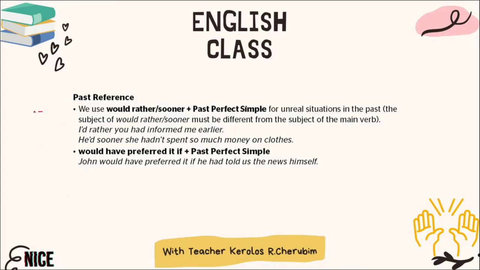Let's talk about how we make the past reference. We use would rather, would sooner plus the past perfect simple. Excellent, like I told you before, to make distance, for the unreal situations in the past. Make sure that the subject of would rather and would sooner must be different from the subject of the main verb. I'd rather you had informed me earlier. Two different subjects. He would sooner she hadn't spent so much money on clothes. Two different subjects. Past perfect simple.